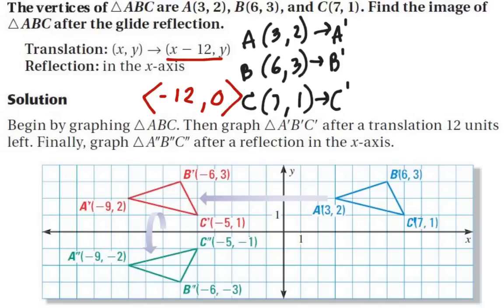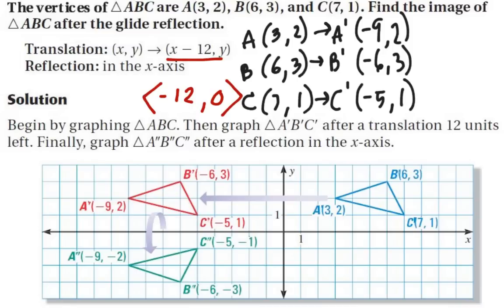I know the solution is already graphed down there, but I want to show you the process of doing this. So first, I've set up my little table where I've got A, B, and C and their coordinates. And I'm going to A prime, and first I'm going to follow the translation. So I'm going to subtract 12 from all of the x coordinates. So I'm going to get negative 9, comma 2. And then for B prime, I'm going to get negative 6, comma 3. And then for C prime, I'm going to get negative 5, comma 1. This first process was just following the translation.